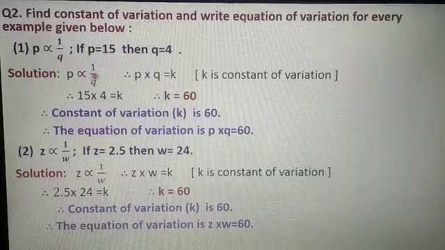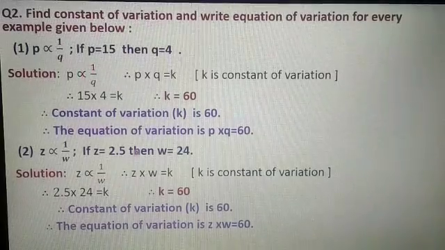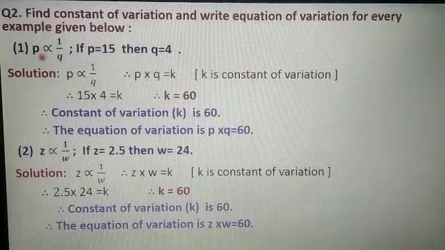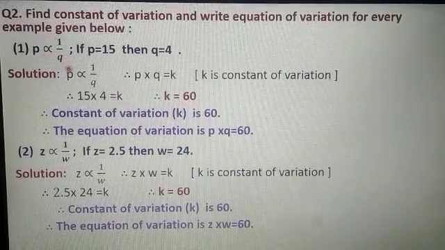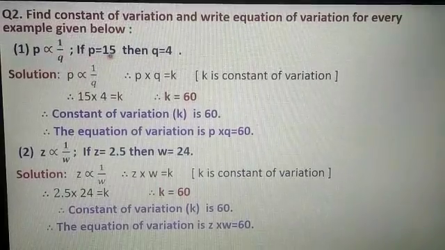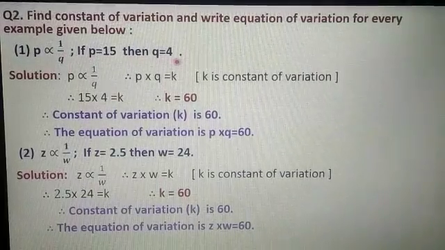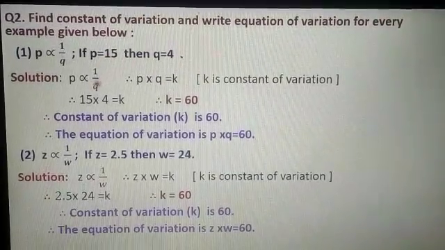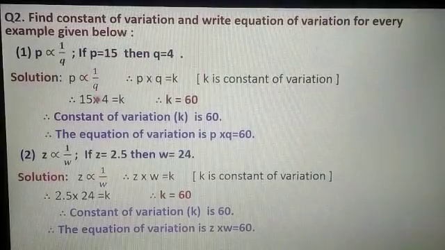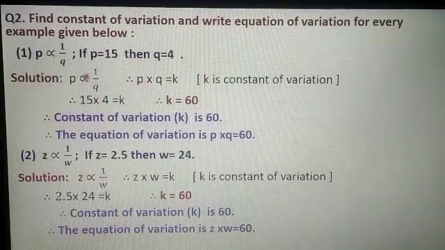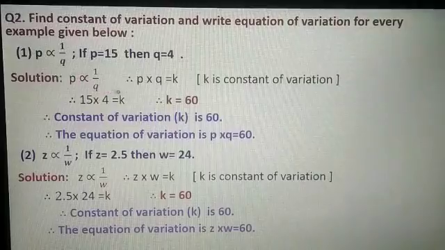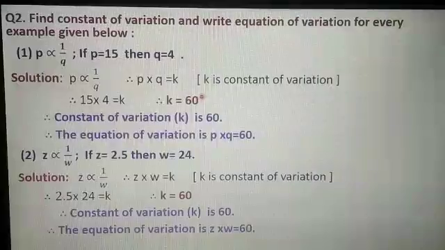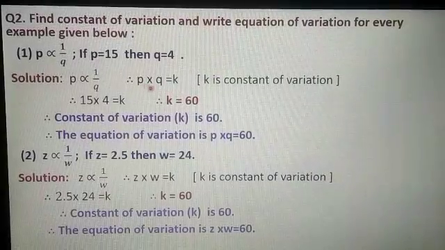There are some examples, 1, 2, 3 and 4, I think, given. So let us solve them one by one. Here in the first example, P varies inversely as Q. If P is equal to 15, then Q is equal to 4, it is given. When P and Q both are given, we will find K first. So what is our solution? P varies inversely with Q. Therefore, the product of the first quantity and second quantity, that is P into Q, is equal to K, where K is the constant of variation.